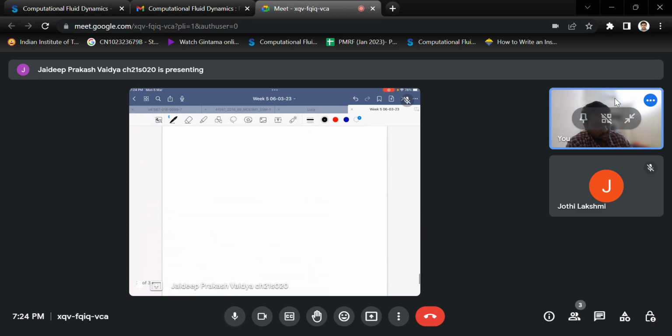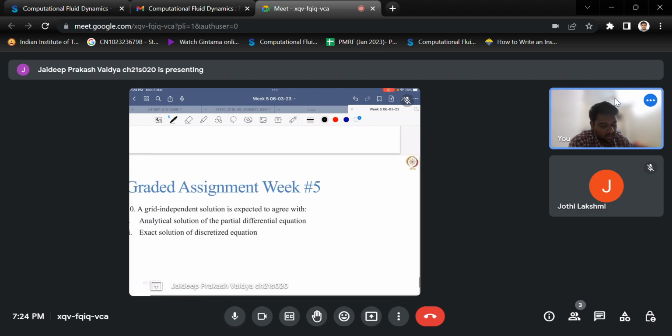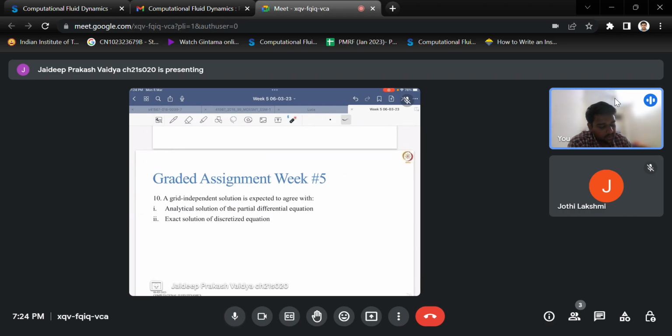Okay, moving on to the last question for the day. A grid independent solution is expected to agree with the analytical solution of the PDE, or the exact solution of the discretized equation. A grid independent solution is when the solution is not dependent on the grid. Regardless of how the grid is, we are getting a solution. So we are expecting that to agree with the analytical solution of the partial differential equation because it's independent of how we have discretized the domain or how the interval has been calculated, but it should not match the exact solution of the discretized equation is what I would answer.